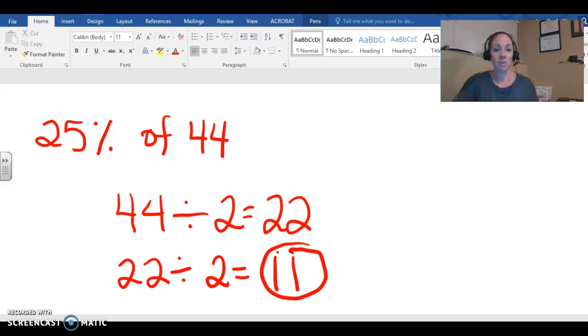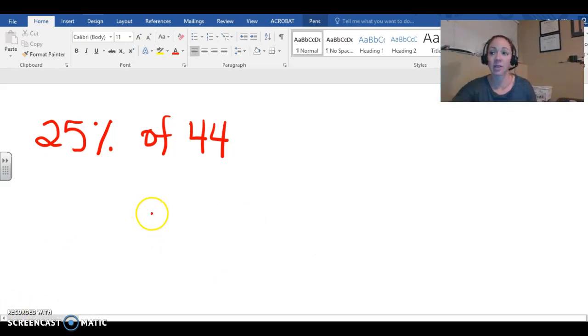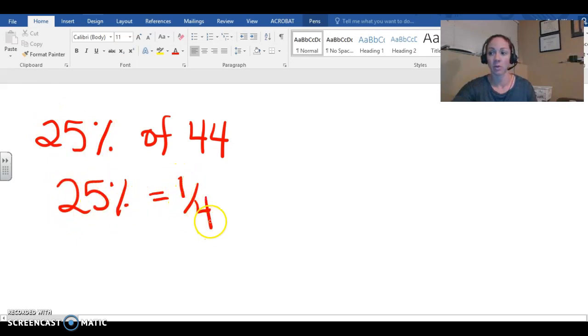And then we have one more strategy left to go. Our final strategy is just simply dividing. Since 25% is equal to 1/4, we're just going to divide 44 by 4. So 44 divided by 4.